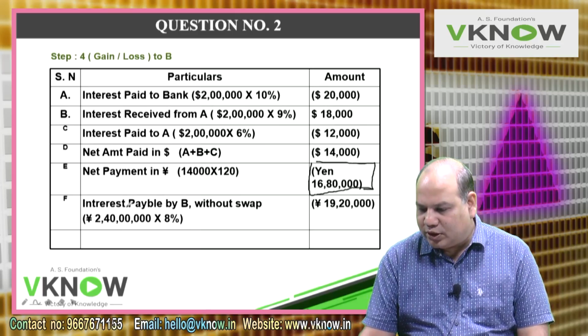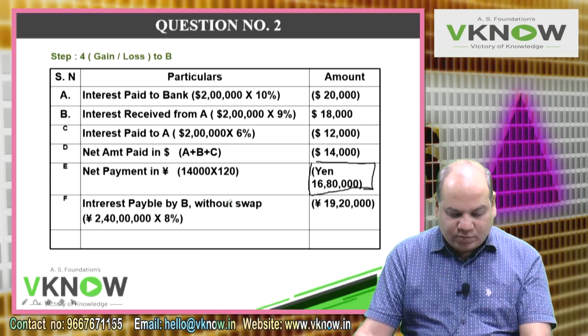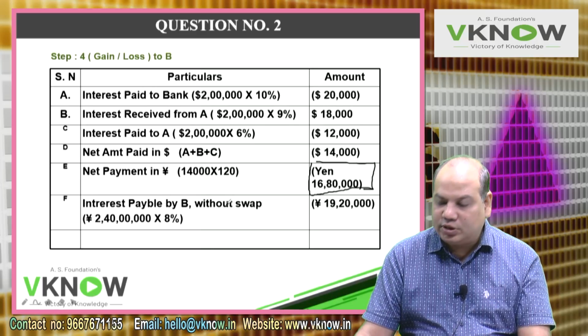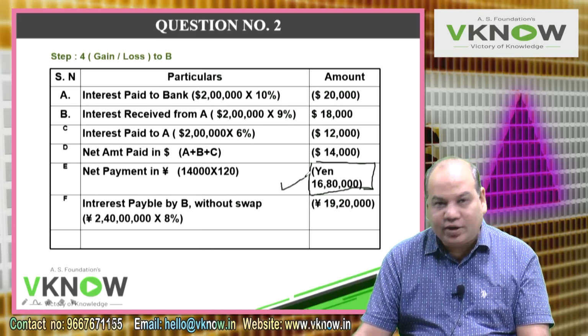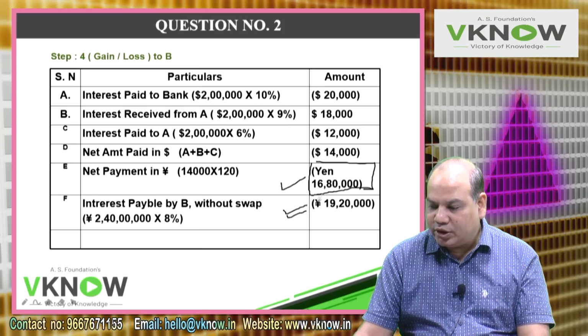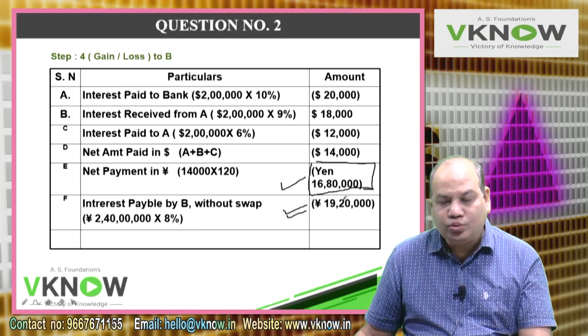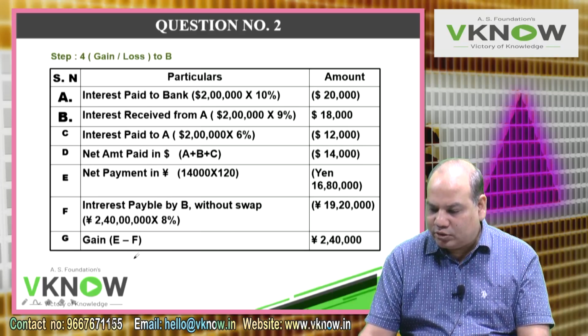Point F, write down interest payable by B without swap. Two crore 40 lakh into 8%, 19 lakh 20,000 yen. This is what they would have paid, right? So they have paid much lower than what they would have paid. So the difference between these two is your gain. So point number G, write down gain 2,40,000 yen, and this also we can cross check.